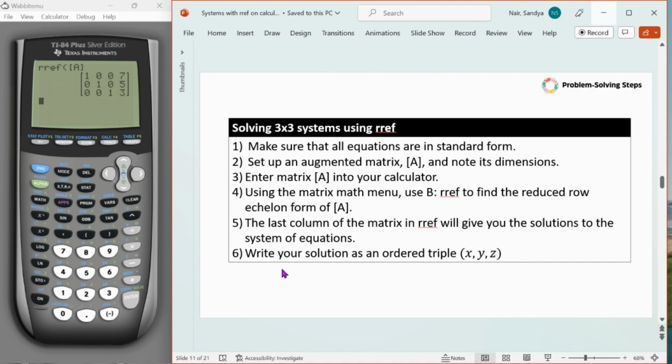So here's what we're going to do. We're going to start off making sure that all our equations are in standard form. Then we'll set up an augmented matrix A and note its dimensions, and we'll enter matrix A into the calculator. Using the matrix menu, we're going to use B, which is reduced row echelon form, to find the reduced row echelon form of matrix A. And the last column of the matrix in reduced row echelon form, remember, will give you the solutions to the system of equations. And finally, we will write our solution as an ordered triple x, y, z.